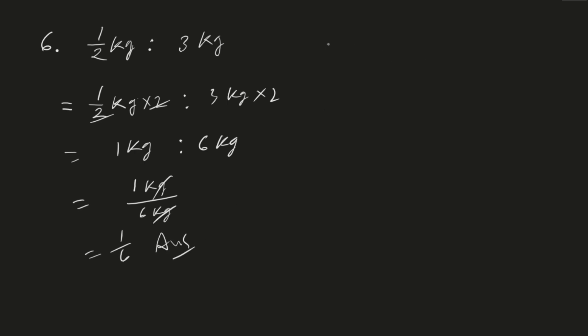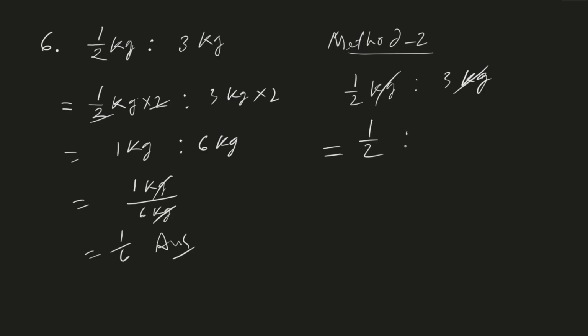If you find it difficult, so here is method 2. All right, half a kg is to 3 kg. Okay, so you can write it down and cancel out the kg. Now it is 1 by 2, and here is 3. So we can write the upper part as 1 by 2, and the denominator would be 3.